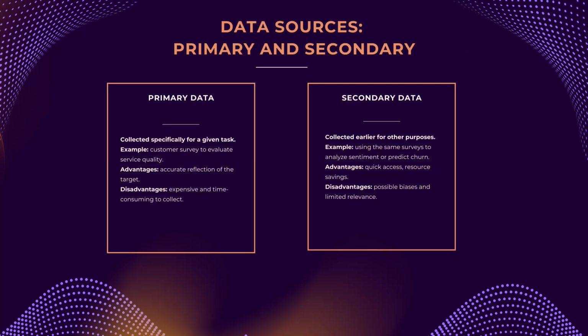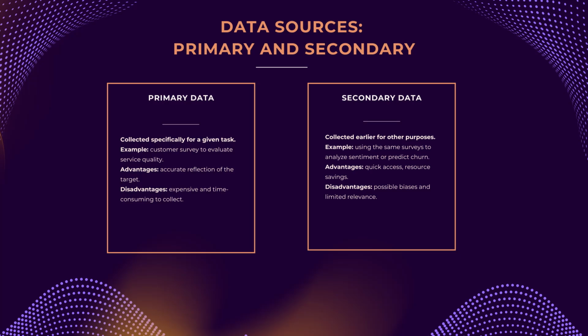The second important division is primary versus secondary sources. Primary data are collected directly for a specific purpose. If a bank conducts a customer service survey to improve customer service, these data are primary for this task. Secondary data were initially collected for other purposes but are used in a new context. The same survey data can be secondarily used to train a sentiment analysis model or to predict customer churn.